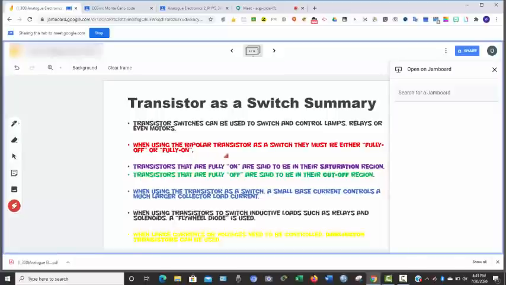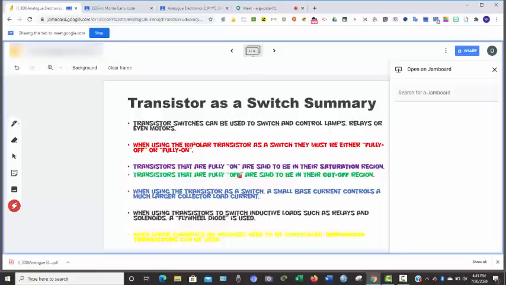When using the bipolar transistor as a switch, they must be either fully off or fully on. What that is simply telling us is that it is either we use it in the cutoff region or we use the transistor in the saturation region. We are not using it in the linear region.